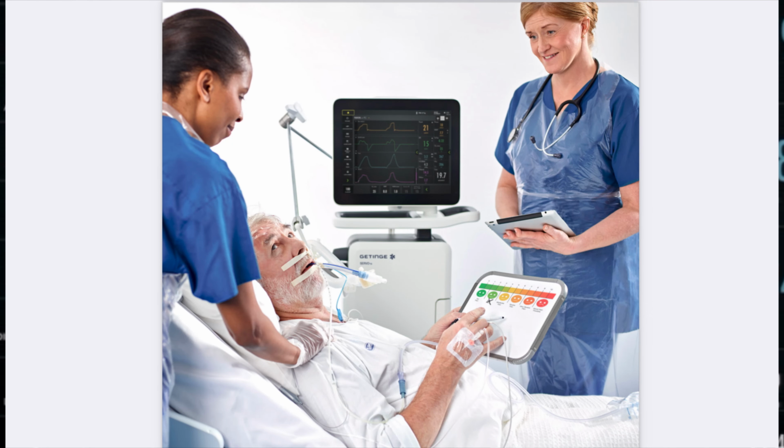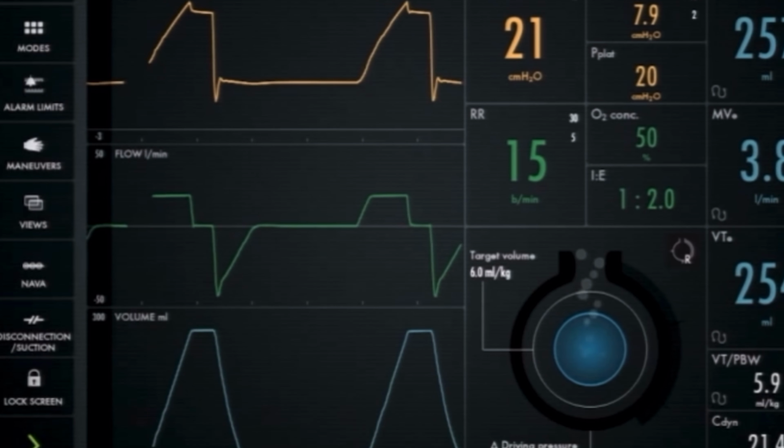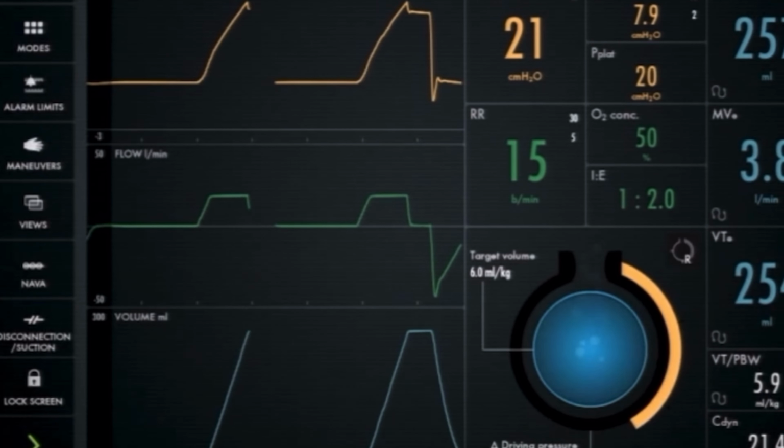A ventilator is a mechanical device that fully or partially assists with breathing depending on patient condition.